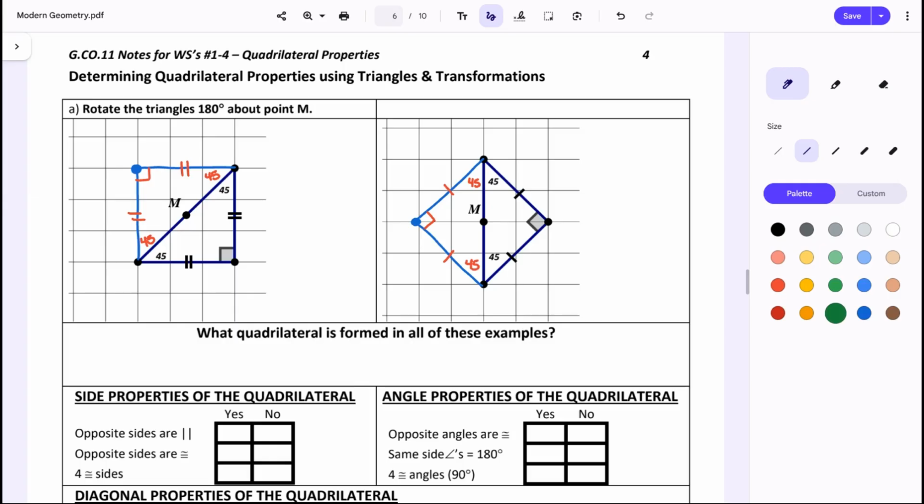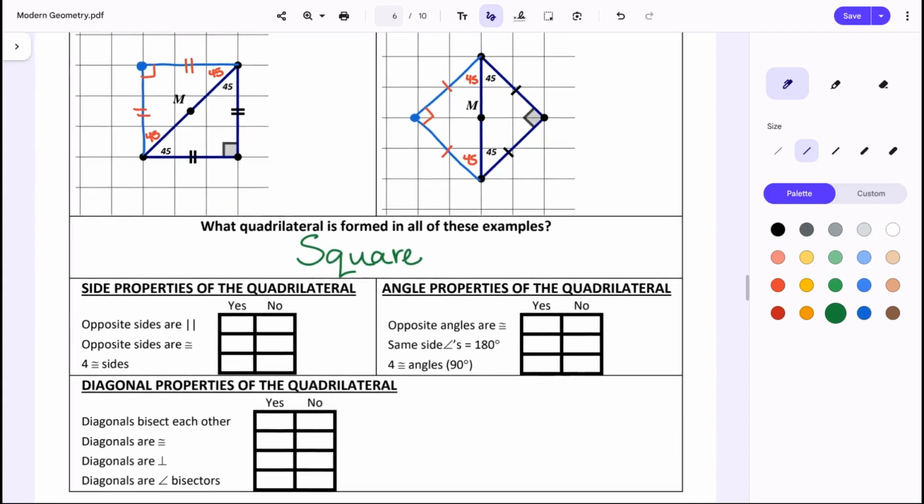Okay, so hopefully yours looks like mine up here. And like I said, we are talking about the square today. And so just like with those past couple of shapes, we're going to talk about the side properties, angle properties, diagonal properties, all of that stuff. But before we get into that, I just have a question.